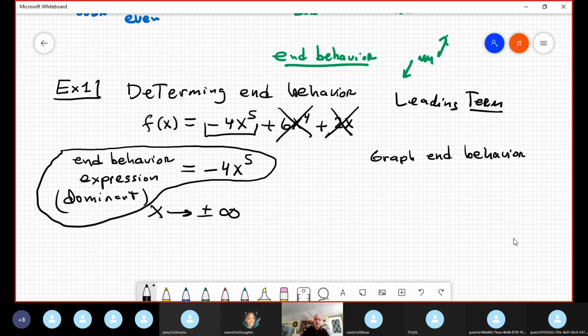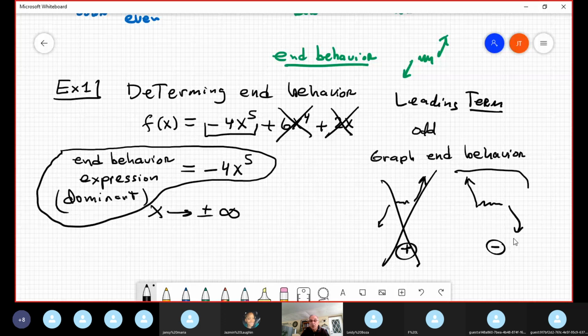Okay, so now I can see that when this exponent 5 is an odd number, we have two possibilities of the end behavior. Like that, I don't care about the rest, or like that. That depends on the coefficient. If the coefficient is negative, it's here. When the coefficient is positive, it's here. So I discard this, because in our example the coefficient is negative. And this is the end behavior.